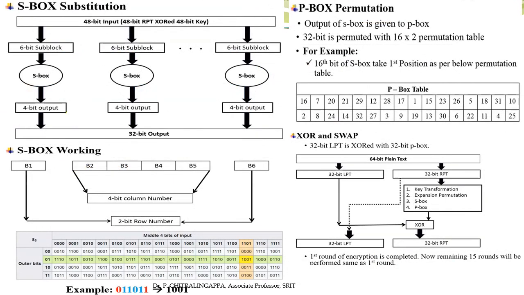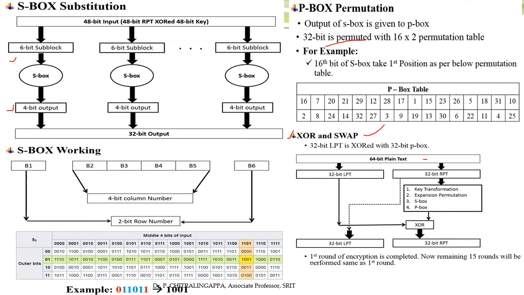Now S box substitution is applied and you can convert the 6 bit sub block into the 4 bit output. Then you can apply the P box permutation. The output of the S box is given to the P box. The 32 bits are permuted with the 16 to 2 permutation table. Then you can apply the XOR and swap the two things. So this is the complete process.